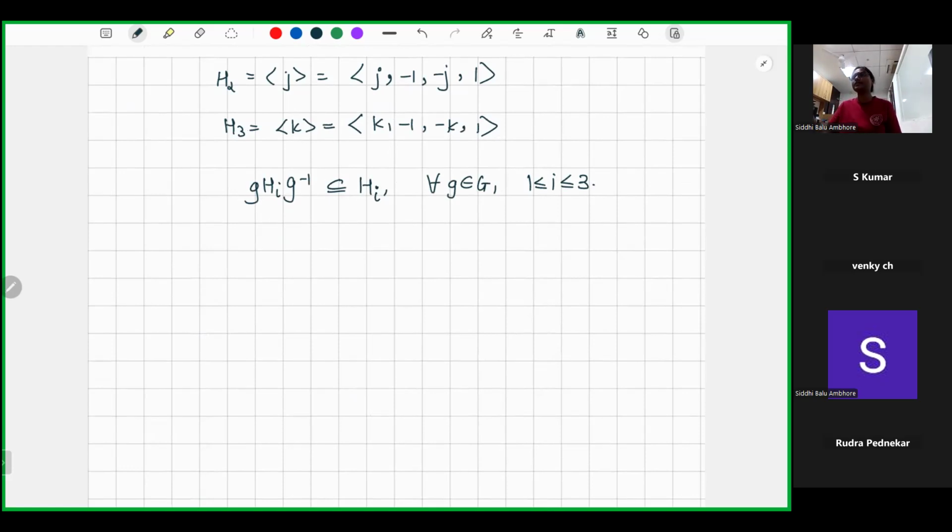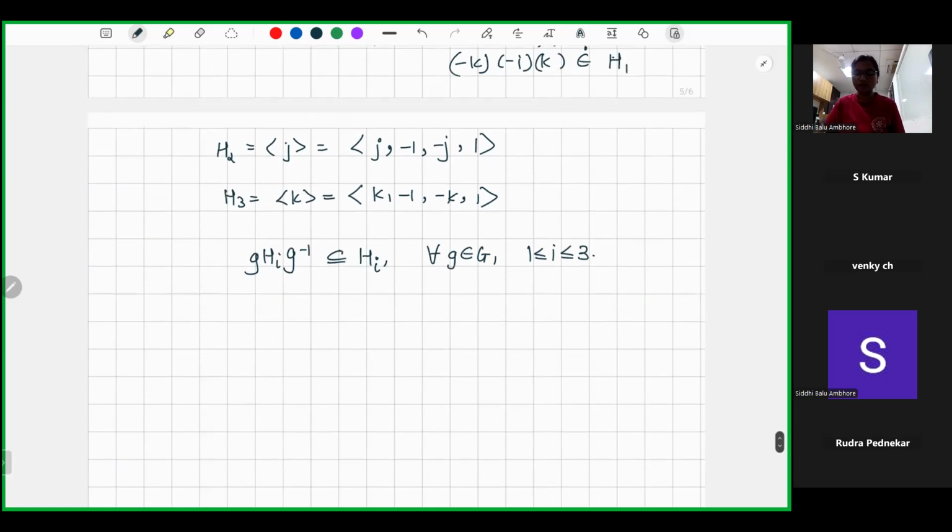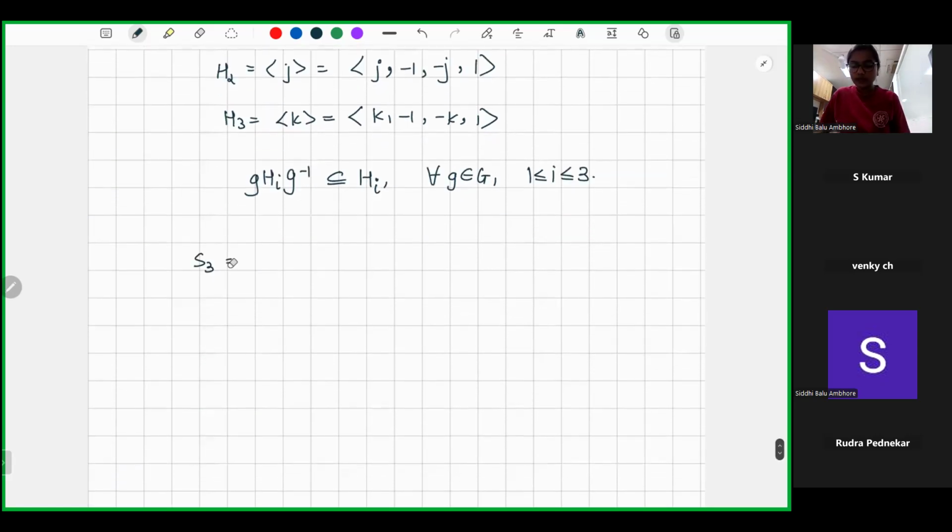Even for the S3, as suggested by one of you, you can check for S3 also. And in case of S3, it has subgroups of size 2 and 3, and you can check those subgroups generated by those 2 and 3 cycles, how they behave with S3 when we take this kind of multiplications. Okay, so any doubts here?